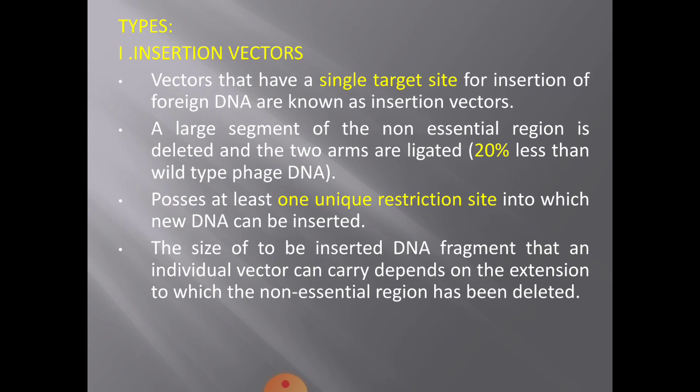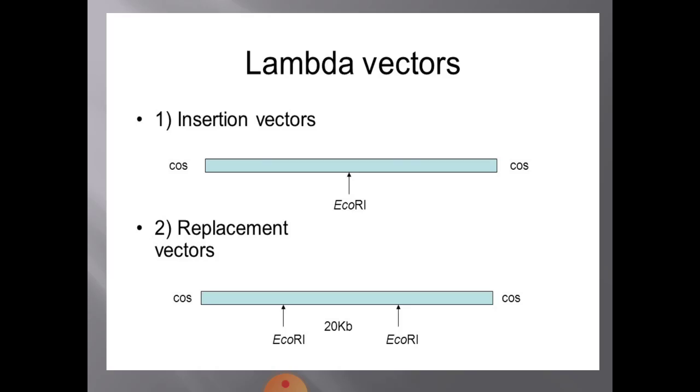And they possess at least one unique restriction site into which you can insert DNA of your choice. The size of the inserted DNA fragment that an individual vector can carry depends upon the extent to which the non-essential region has been deleted.